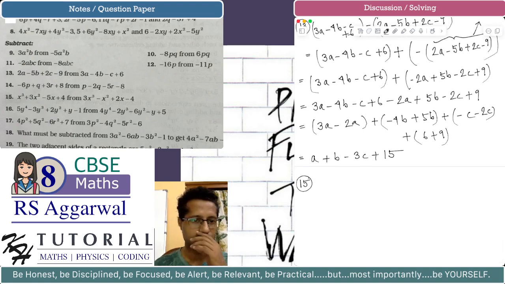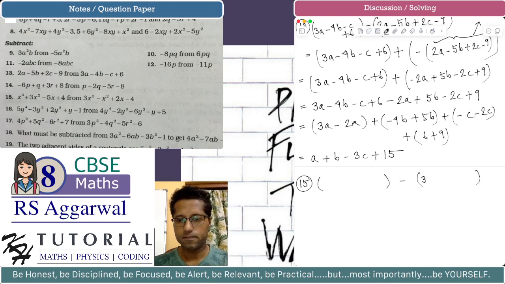Problem number 15 is asking us to subtract one algebraic expression from another. We have to subtract 3x cube minus x square plus 2x minus 4 from the algebraic expression x cube plus 3x square minus 5x plus 4.